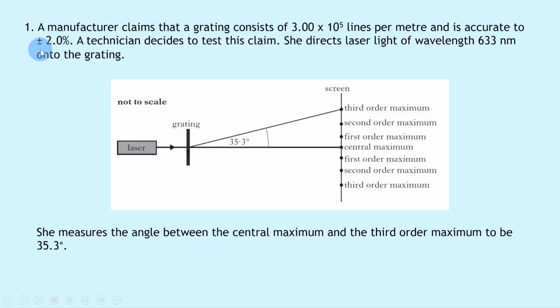So let's get started. Question 1 says a manufacturer claims that a grating consists of 3.00 times 10 to the 5 lines per metre and is accurate to plus or minus 2.0%. A technician decides to test this claim. She directs laser light of wavelength 633 nanometers onto the grating. So in the picture here you can see the laser light is passing through the grating. We've then got an angle to the third order maximum, which is 35.3 degrees, and we've got our list of maxima on the screen. Then it says she measures the angle between the central maximum and the third order maximum to be 35.3 degrees, as we've just seen.